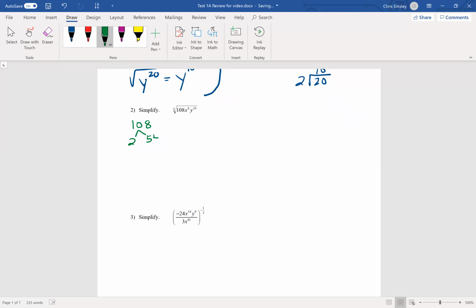Same thing for the cube root of y to the 10th. 3 goes into 10 3 times with a remainder of 1. So that means that y cubed comes out and 1 y stays inside.